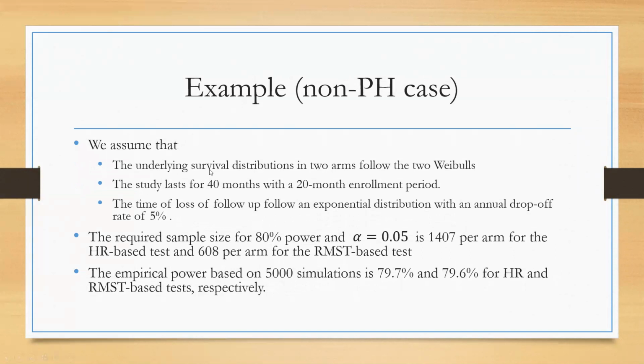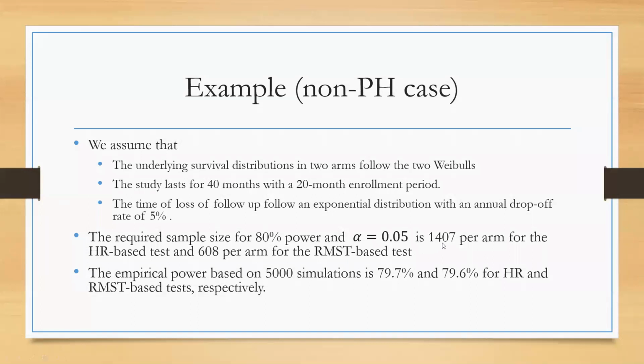In this case, we assume the survival distributions in the two arms follow a Weibull distribution, but we purposely make the proportional hazards assumption violated by choosing different shape parameters in the Weibulls. The study lasted 40 months with a 20 month enrollment period. In addition to the administrative censoring caused by the enrollment, we also assume a natural drop-off rate following an exponential distribution, and we use the previous formula. We can see in this case, if we want to use the hazard ratio based test, you would need 14,000 patients per arm. And if you use an RMST based test, you only need 600 patients per arm, because in this case the proportional hazards assumption was violated. So actually the hazard ratio based test, the log rank test, suffered in terms of power.